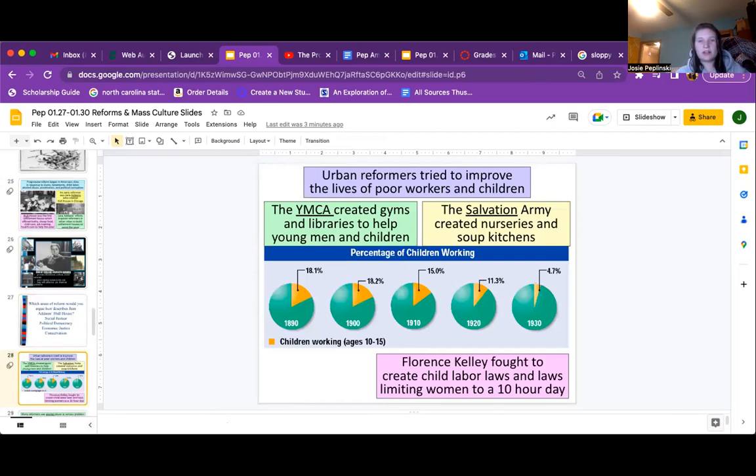Urban reformers tried to improve the lives of poor workers and children. During this time, they created the YMCA, which included gyms and libraries to help young men and women, as well as the Salvation Army, which created nurseries and soup kitchens. Florence Kelley fought to create child labor laws and laws limiting women to a 10-hour workday. You see from this chart here, the percentage of children working dwindles down over time.